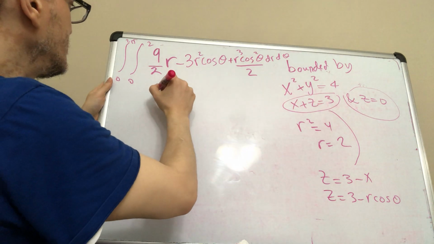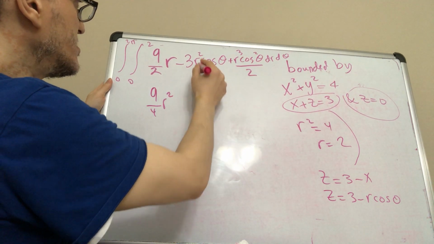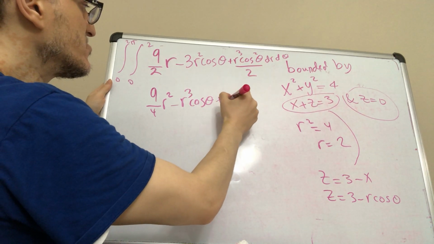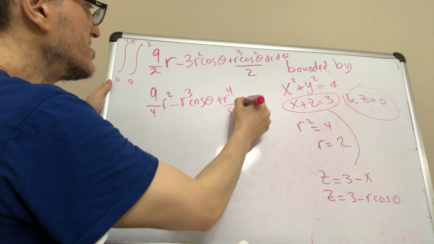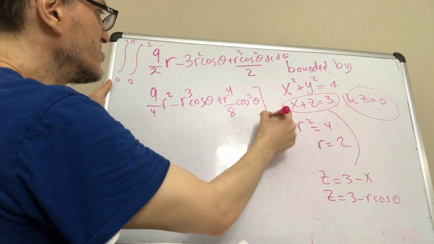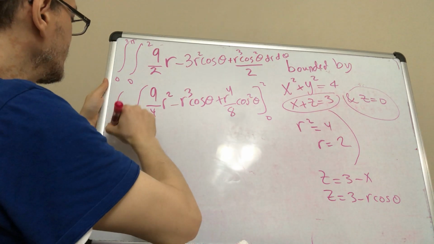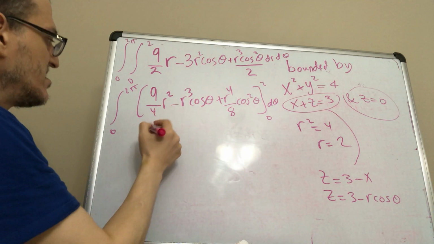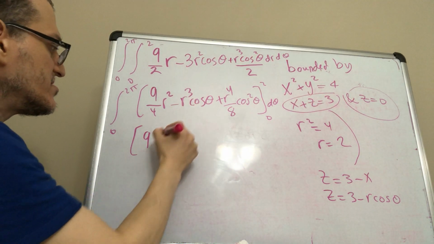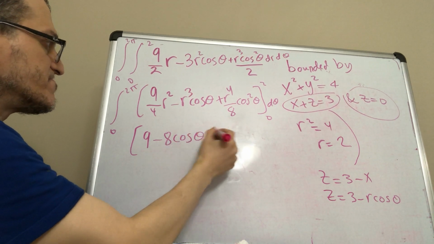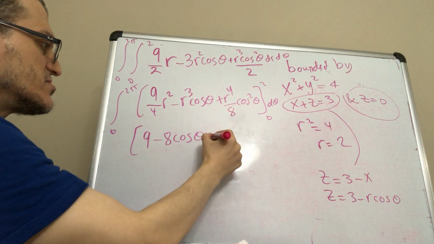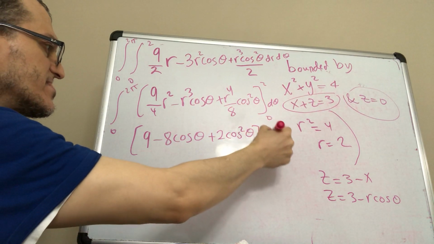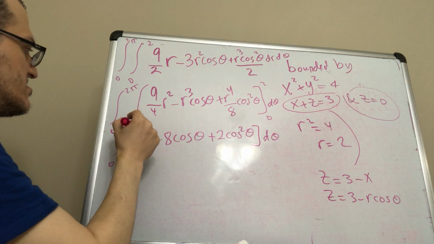Integrating with respect to r would be 9 over 4 r squared. Integrating this would be r cubed cosine theta. Integrating this would be r to the 4 over 8 cosine squared theta, and we put in the 0 and the 2, d theta, 0 to pi. You put in the 2, gives you 9. You put in the 2, gives you 8 cosine theta. You put in the 2, would be 16 over 2, that's 2 cosine squared theta, and the 0 cancels everything. d theta, integrate 0 to pi.